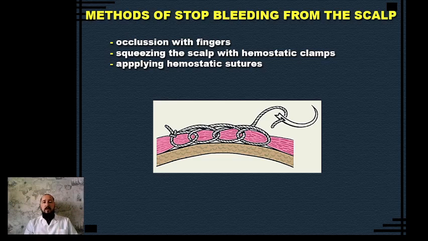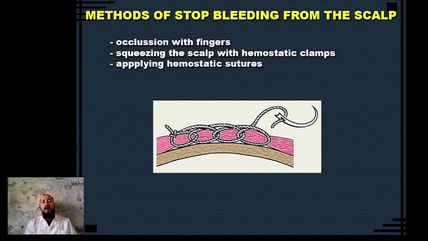What else? Squeezing the scalp with hemostatic clamps. As I told you before, you cannot apply a clamp on a separate blood vessel. You should squeeze the whole scalp. Nowadays, there are special plastic clips that we just apply on the scalp. It squeezes all soft tissues and squeezes the blood vessels located inside this tissue.